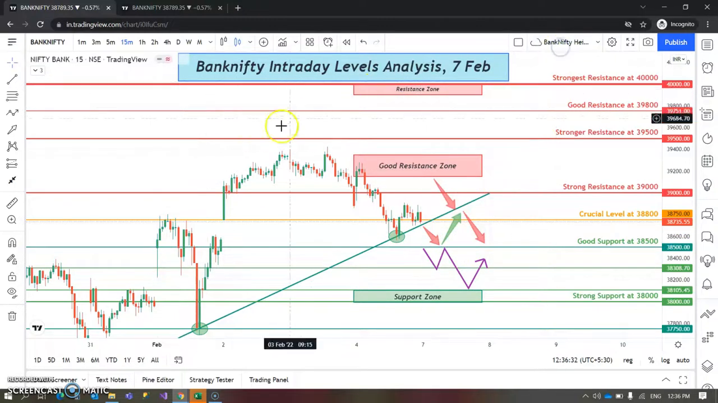So this was it regarding the intraday levels and analysis for Bank Nifty for Monday.